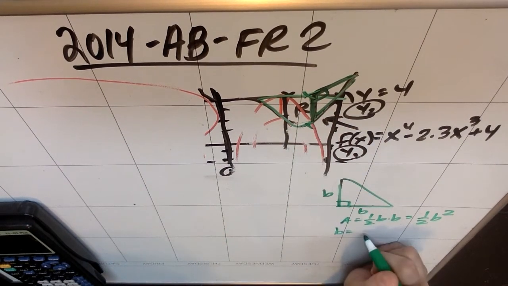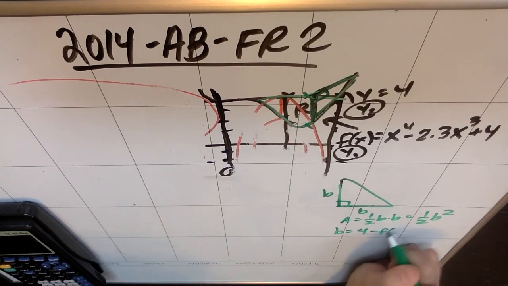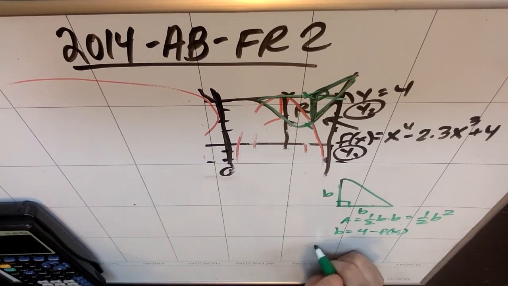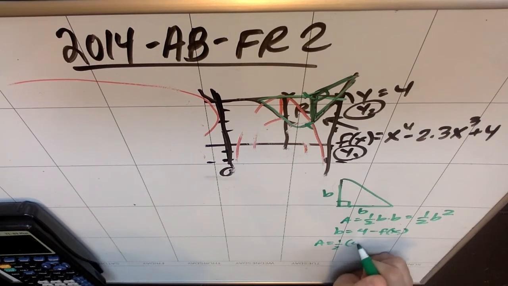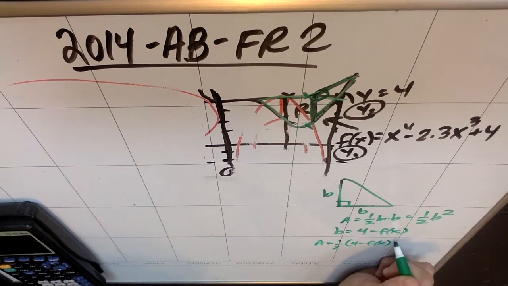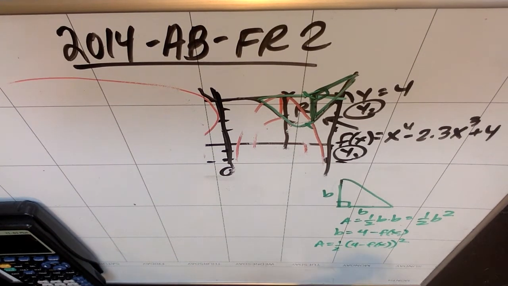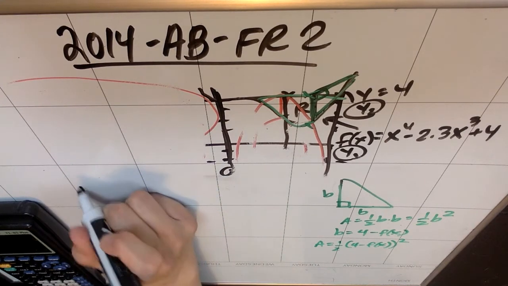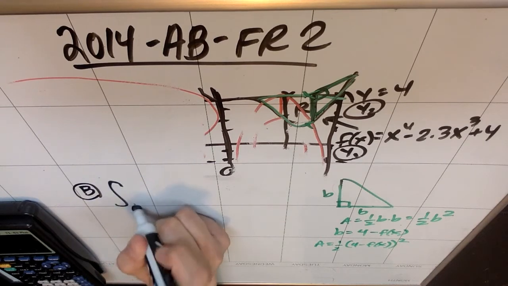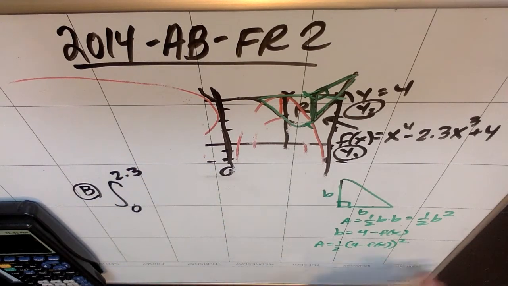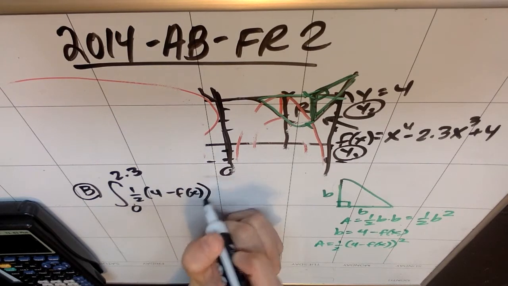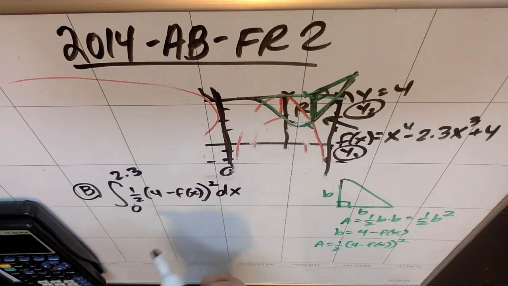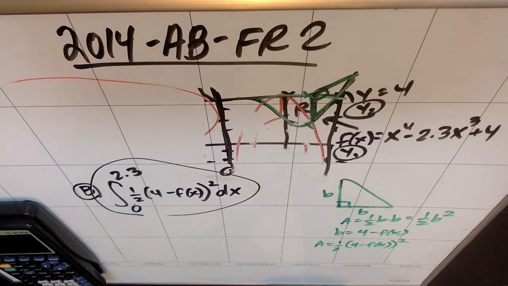So the base of this triangle is going to be the top curve, which is 4, minus the bottom curve, which is f of x, meaning that the area of one of these triangles somewhere in this thing is 1/2 the quantity 4 minus f of x whole thing squared, right? Well, the volume is if you just add up all the triangles. So my answer to B is going to be that I want to integrate from 0 to 2.3 of 1/2 (4 minus f of x) whole quantity squared with respect to x. So that's what the AP needs to see.